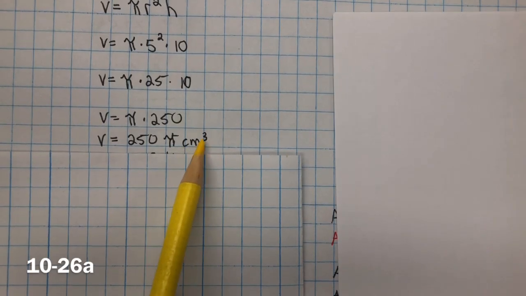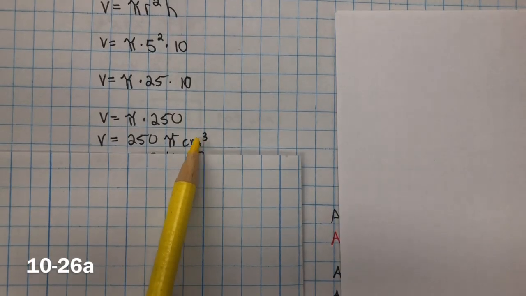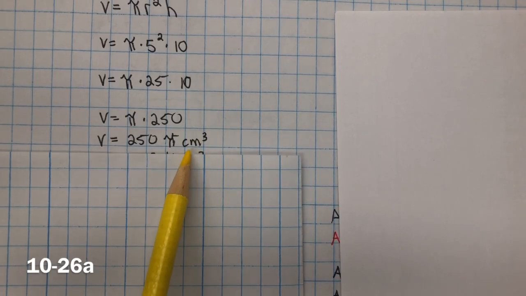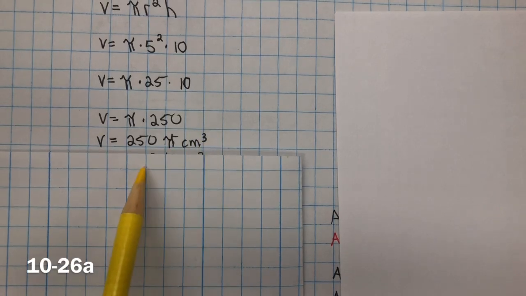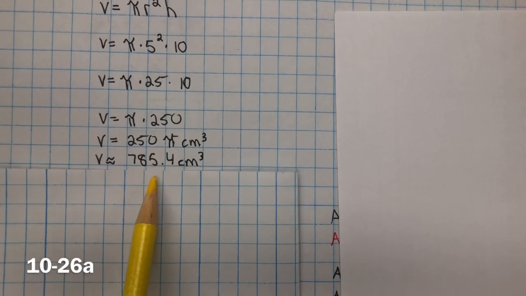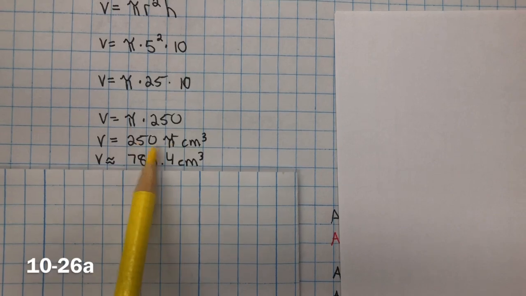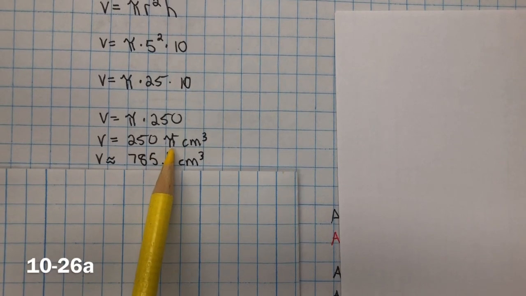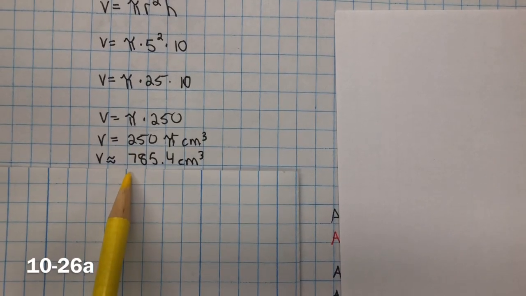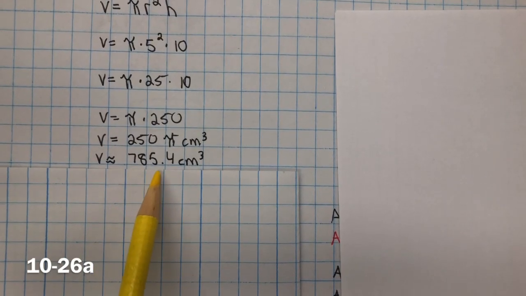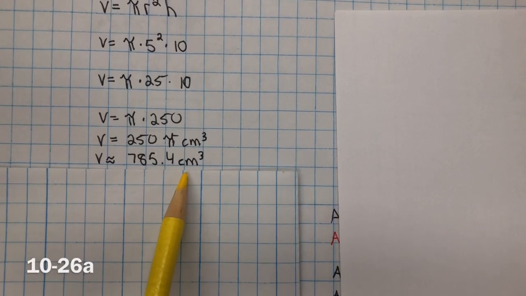And the reason why it's cubed and not squared is because the volume of a cylinder is a three-dimensional shape, so it's cubic. And to approximate it, if we multiply 250 and use 3.14 for pi, 3.14 multiplied by 250 equals 785.4 cubic centimeters.